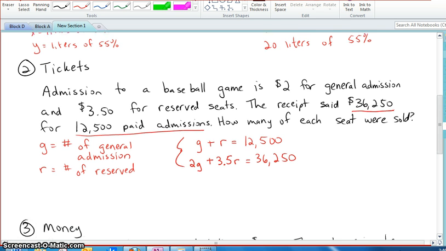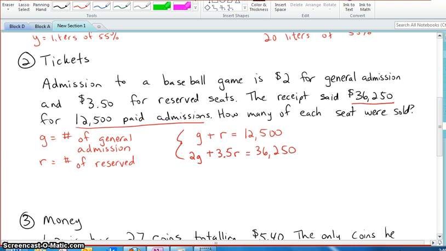Again, you can use substitution or elimination, and you should figure out that there were 5,000 general admission seats, and there were 7,500 reserved seats sold. Do the math, see if you can come up with those answers.